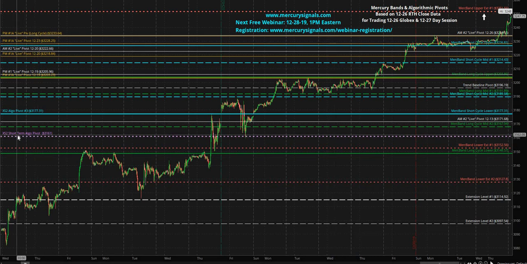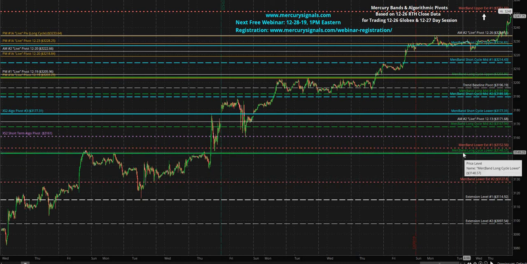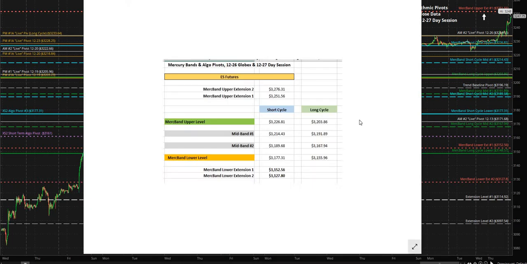There are some older pivots in here, like this time algo. But the Mercury band short cycle, in fact, let me switch over here. This is what our traders get after RTH close. You've got 2 upper extensions, 2 lower extensions. Then you've got the Merc band upper level and lower level, and a couple of mid bands beneath. We got a short cycle and a long cycle. Even the short cycle is many days, the long cycle is many more days.